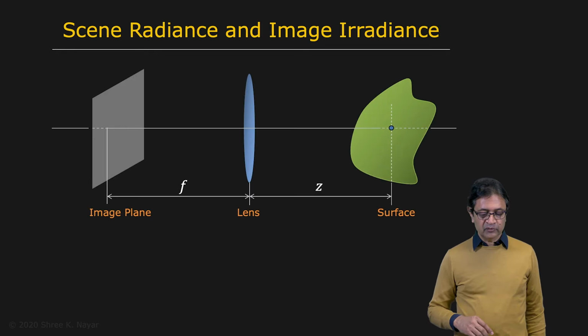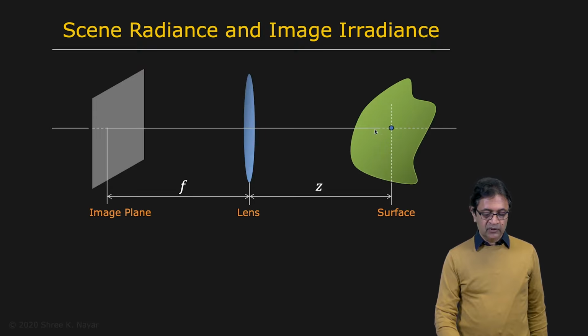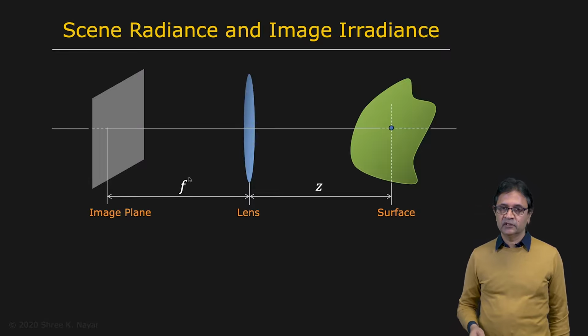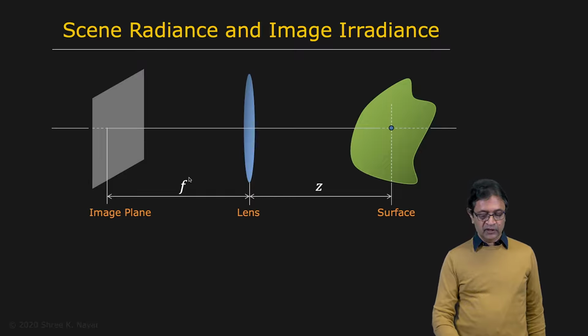So let's set up this problem here. Here is our lens camera. We have a surface in the scene that we are observing. We have the lens and we have the image plane. We'll assume that the distance between the lens and the image plane is f. That's the effective focal length. Remember, that's not the focal length of the lens. It's the effective focal length of the imaging system.